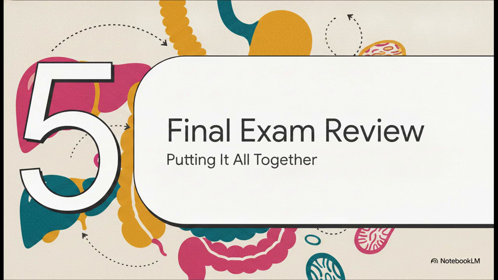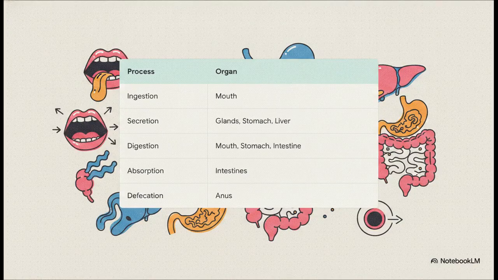Section 5. Final exam review. Let's bring it all home. Let's rapid-fire connect our master list before we wrap up. Ingestion, that happens in the mouth. Secretion, salivary glands, stomach, pancreas, and liver. Mixing and propulsion, deglutition in the esophagus, churning in the stomach, and motility in the intestines.